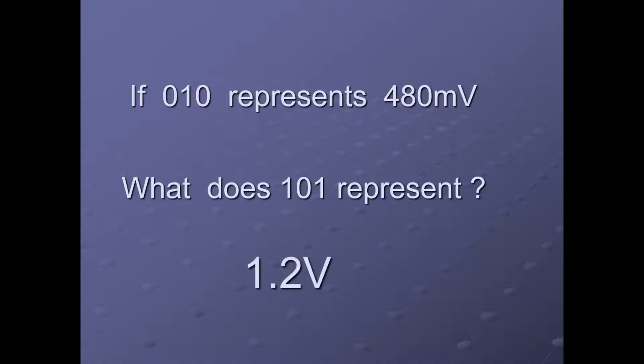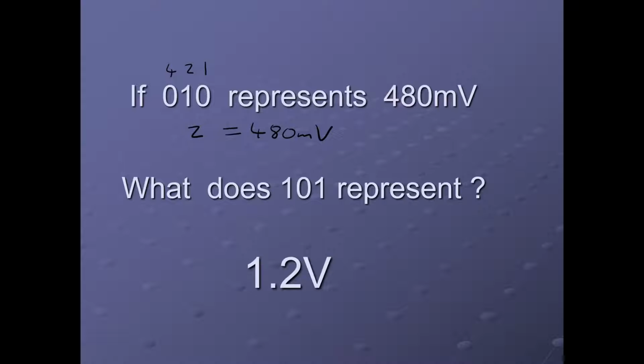Okay, did you get the answer? 1.2 volts. How on earth did I get that? Well, first of all, let's look at this binary number 010. What decimal number does that represent? Well, this column represents ones, that column represents twos, that column represents fours. So this number in binary is 2 decimal. So 2 is the same as 480 millivolts.